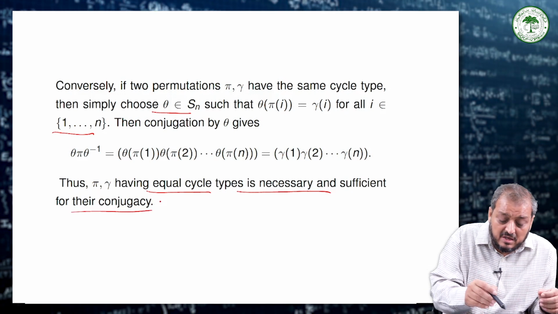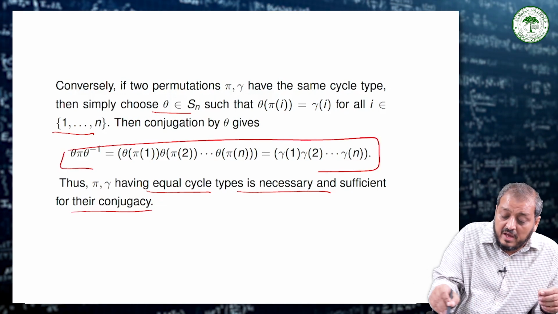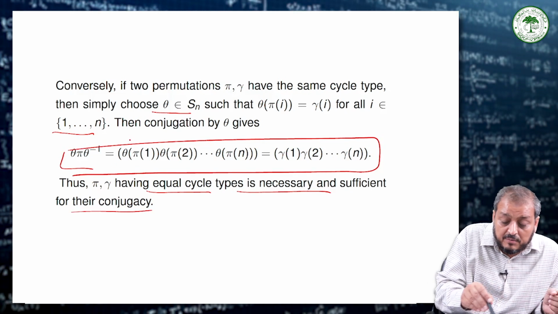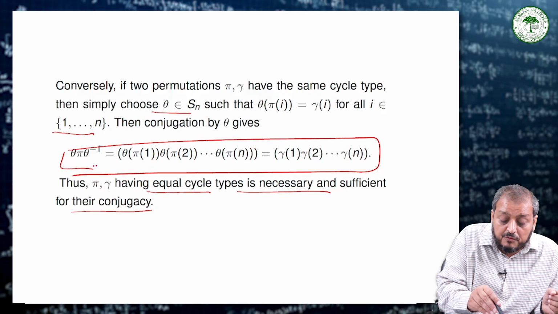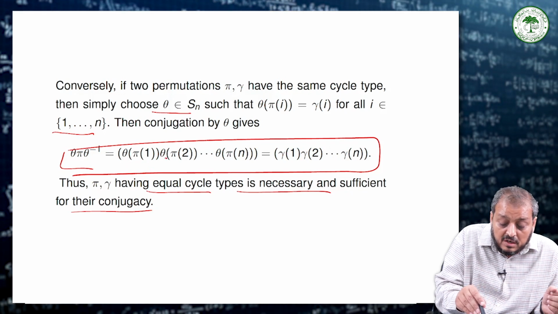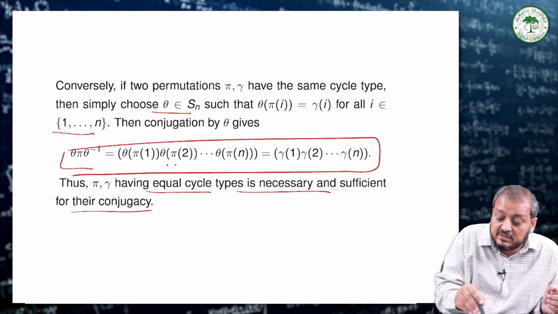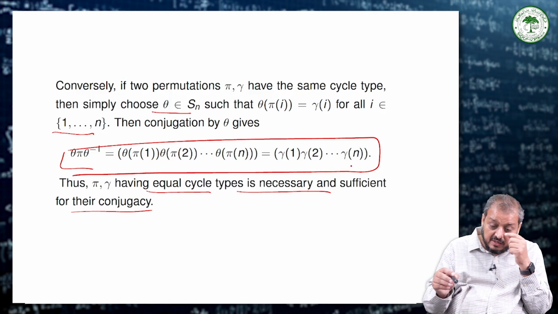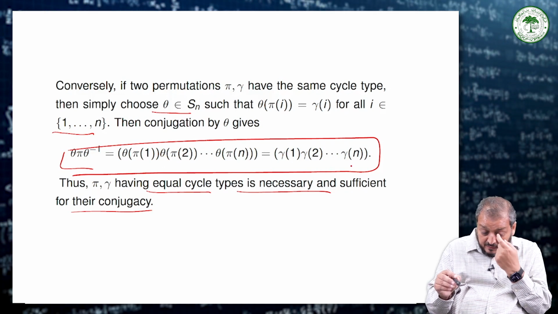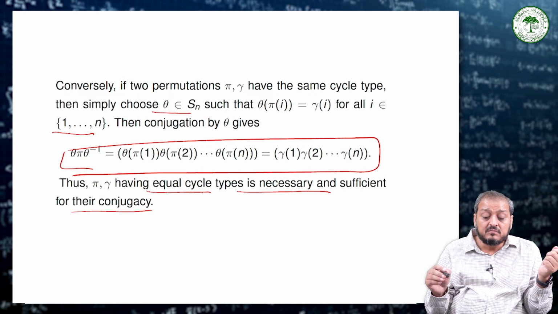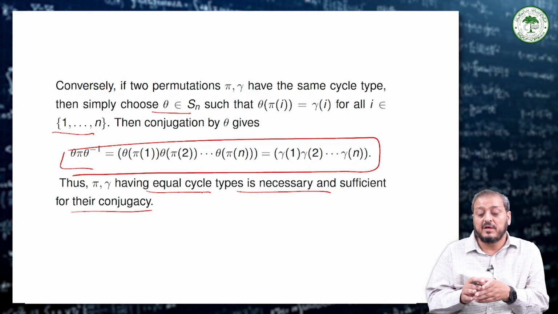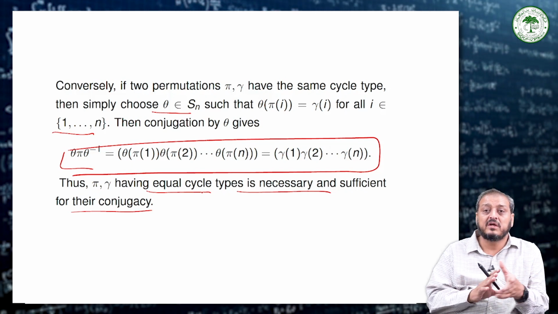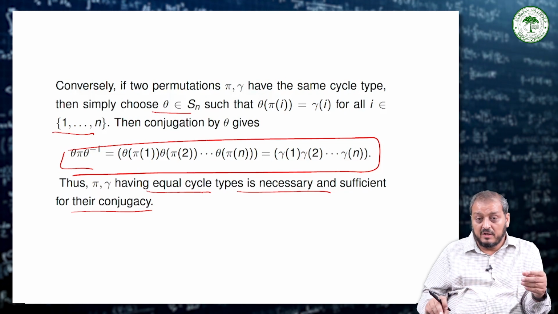So we can simply say that if we write it in this form, theta pi theta inverse, then by the previous theorem this can be theta of pi 1, theta of pi 2, and so on, and that is the n length, and this also holds for all n length. So we can say that pi and gamma having equal cycle types is necessary and sufficient for their conjugacy.